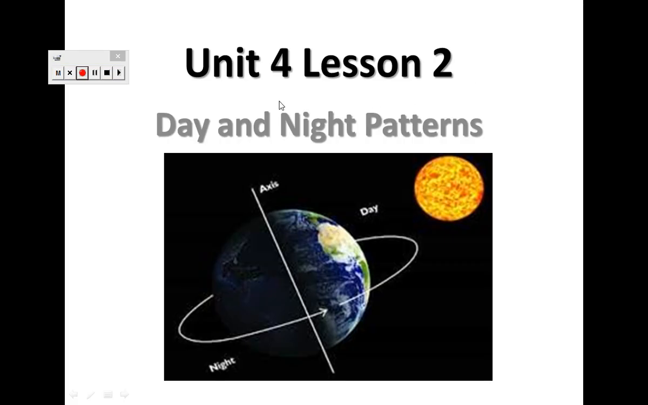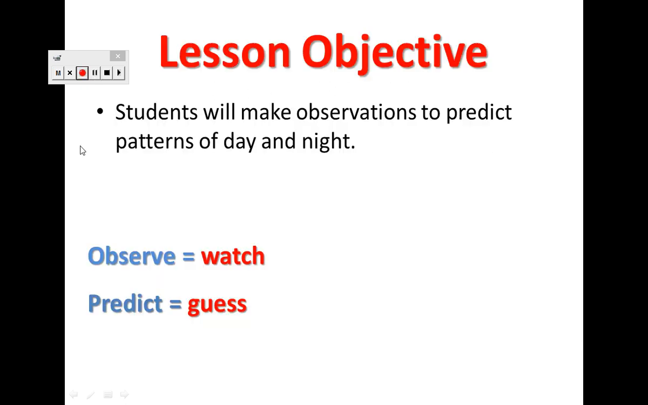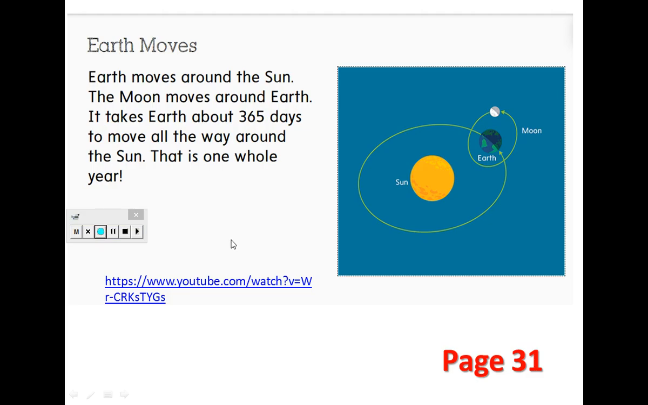Today we will finish lesson 2. We will make a revision on the whole lesson because we already finished it. So let's make a review on what we took on this lesson, day and night patterns. During that lesson, you made observations about the patterns of day and night, so I guess we fulfilled the objective.